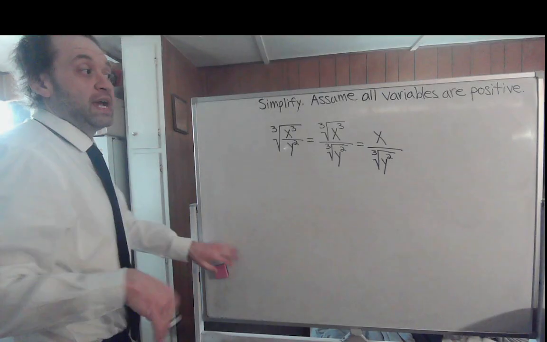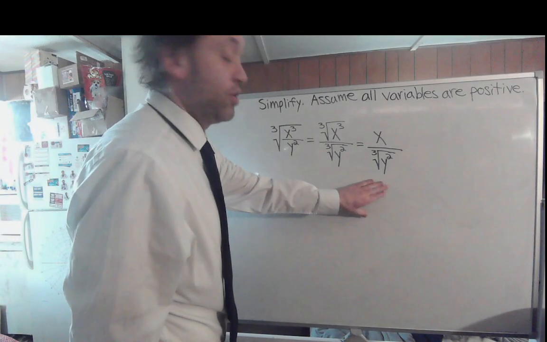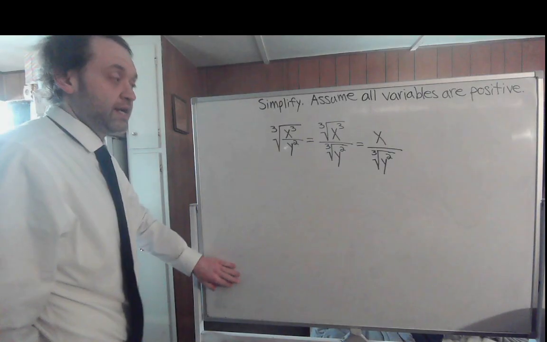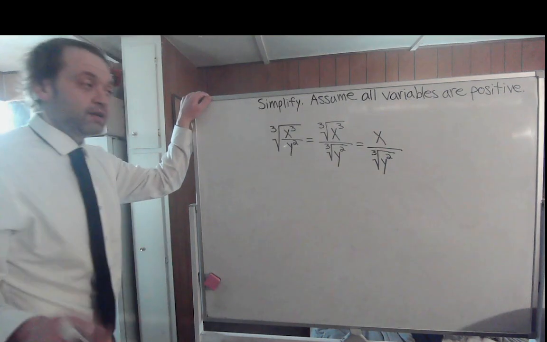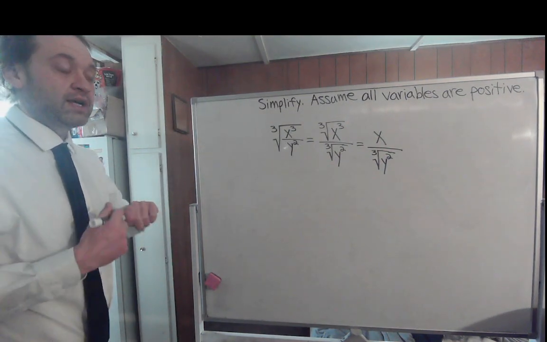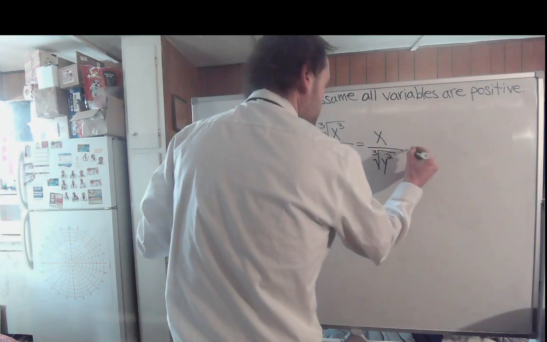Well, again, we have to rationalize the denominator. We can't have a radical in the denominator. So this is the cube root of y to the second. We're going to have to multiply the numerator and denominator by simply the cube root of y.